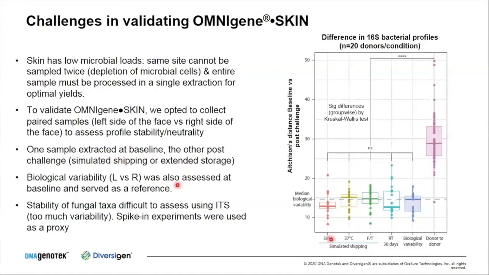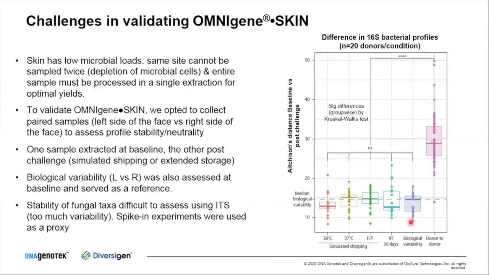So just to give you an idea of the simulated shipping conditions that we tested, we did 50 degrees for 1 day, 37 degrees for 3 days, or 3 cycles of freeze-thaw, and then room temperature storage for 30 days. But what you need to establish first is what the biological variability is, because we cannot expect the left and the right side of the same individual to be exactly identical. So that's what we did, and we measured the profile differences across our sample pairs.